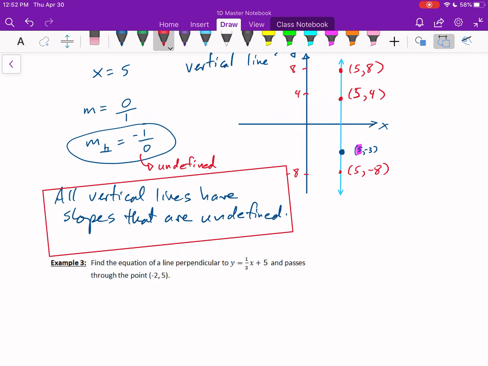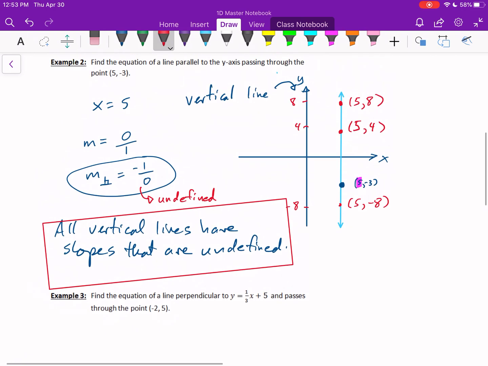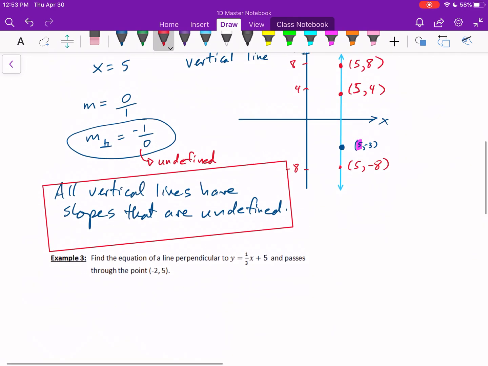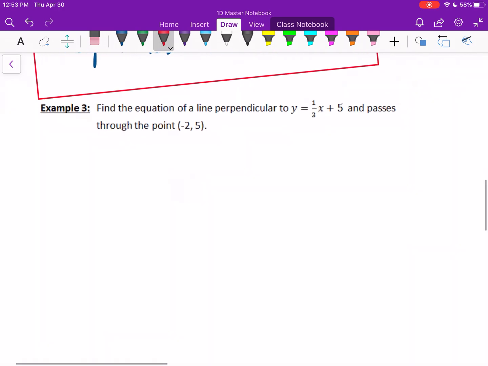I guess that's good enough. All right. What else can we say about that? I'm not sure. Let's go on to the next example.